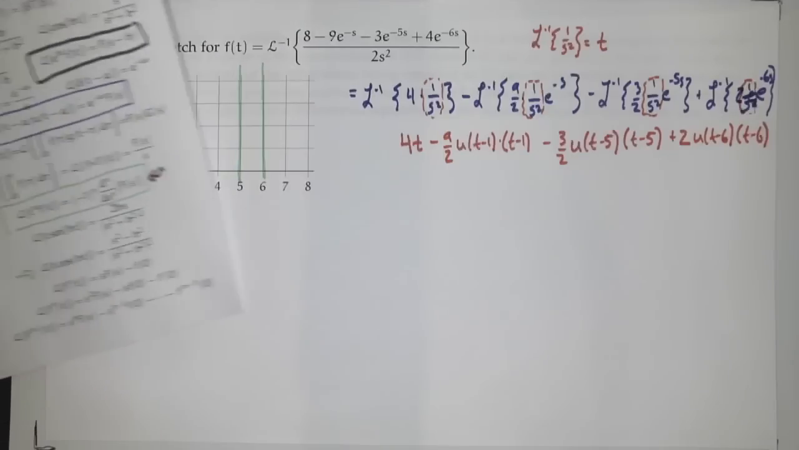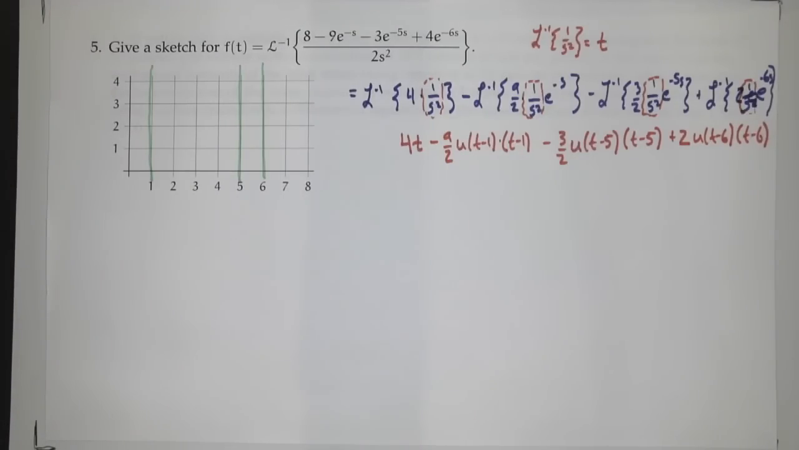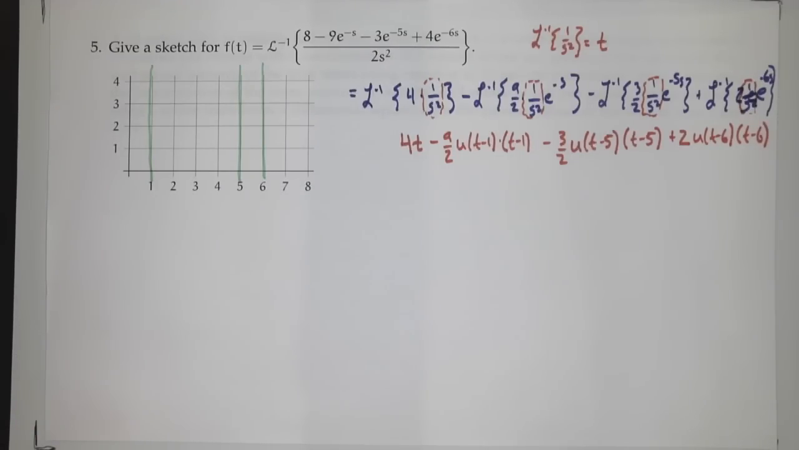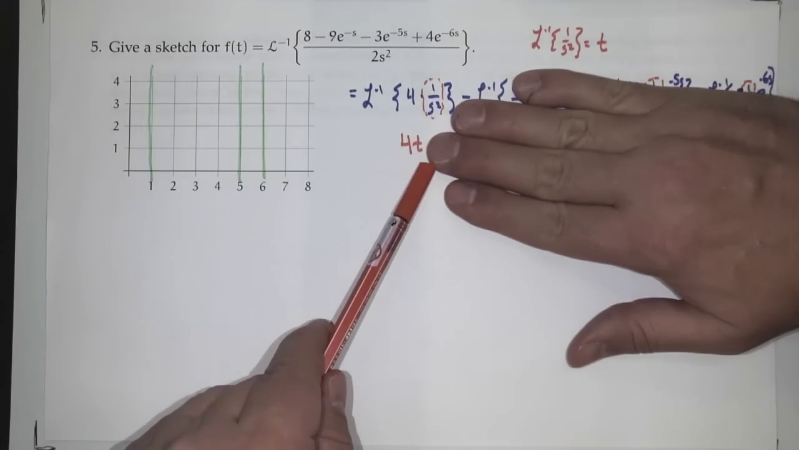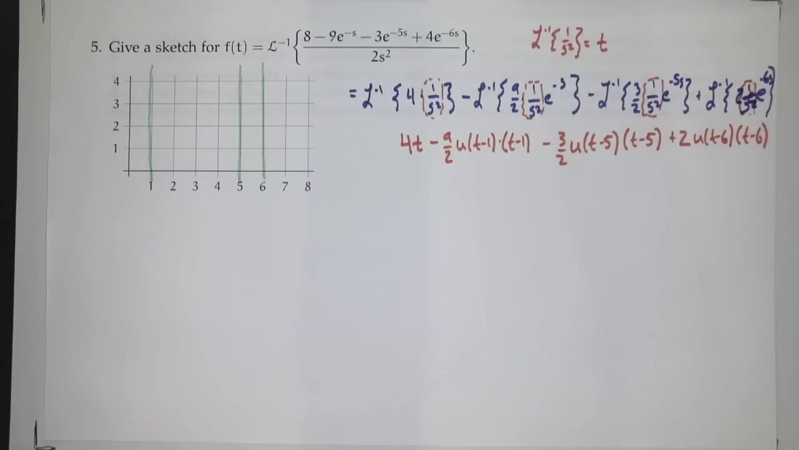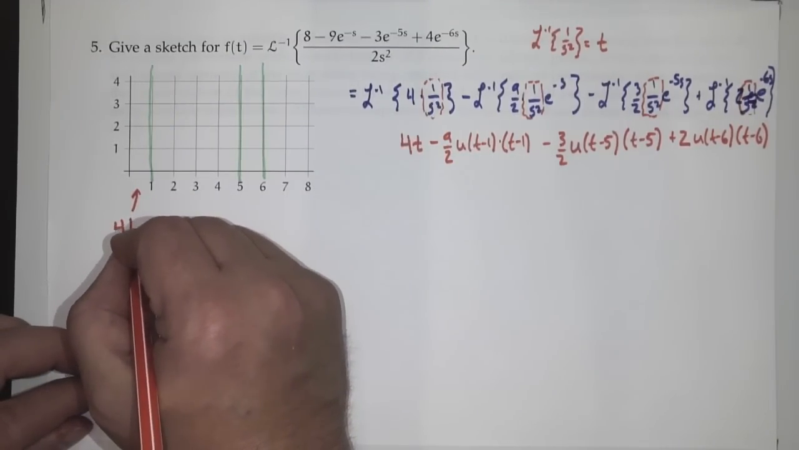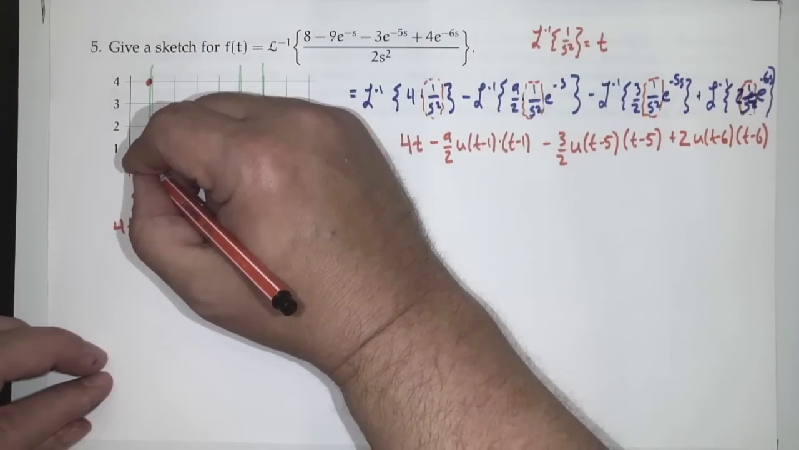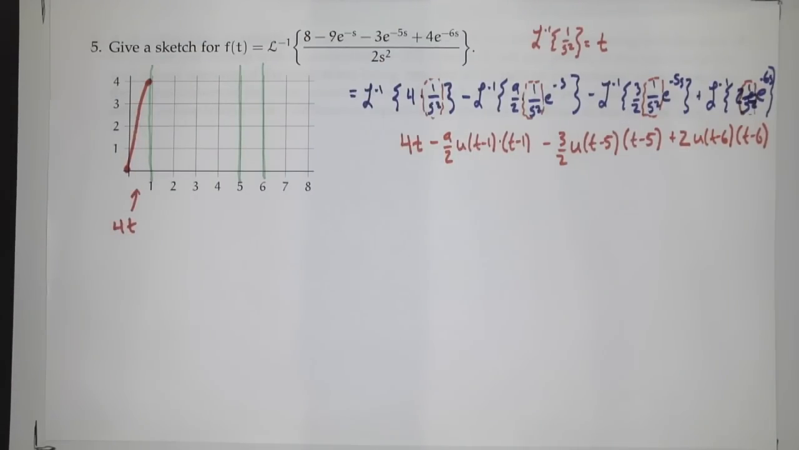Any questions on what we did? I know I'm going a little bit faster than I did at the beginning, but I figure we can speed up a little bit. Okay, are we done? No. Well, we have to sketch it. So what's the behavior before 1? Before 1, nothing has turned on except for this first piece. So our behavior is 4t. That just says I start at 0, I have a slope of 4, so I'm going to go like that. Good news is I know how to draw straight lines.